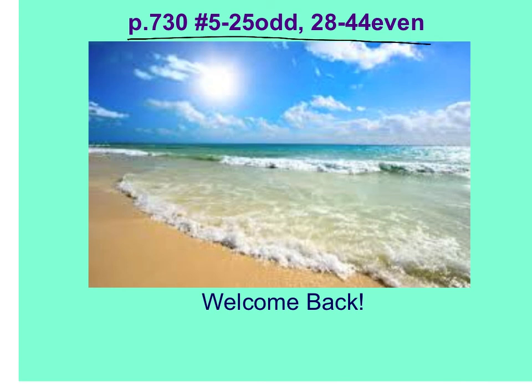Page 730, numbers 5 through 25 odd, and 28 through 44 even.